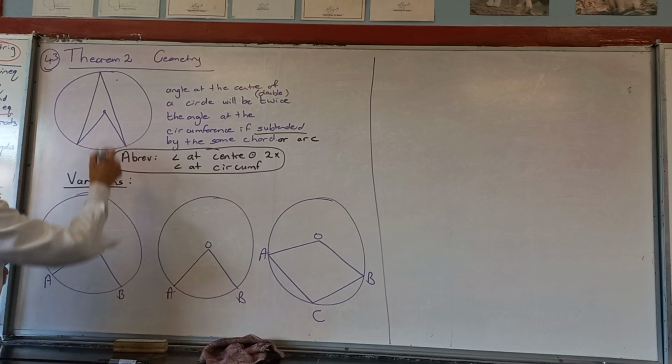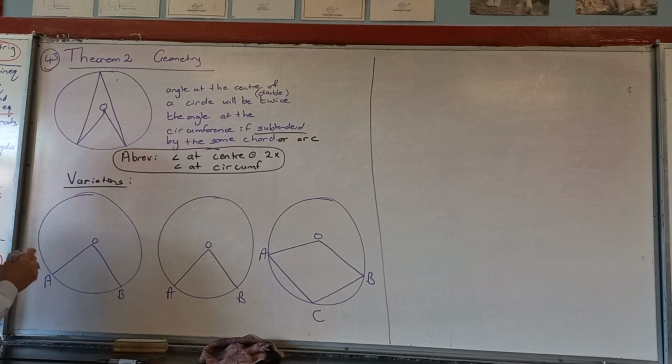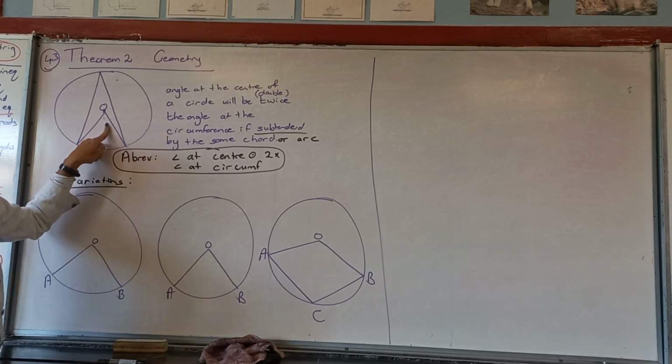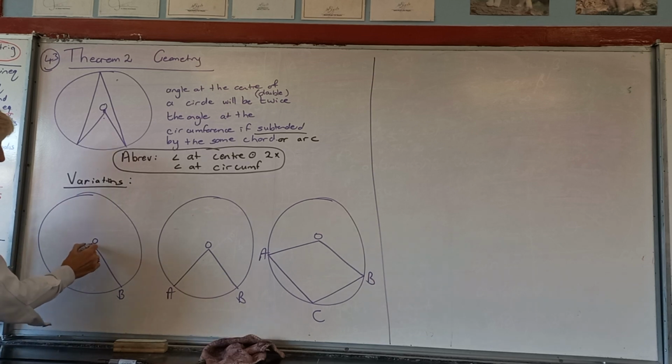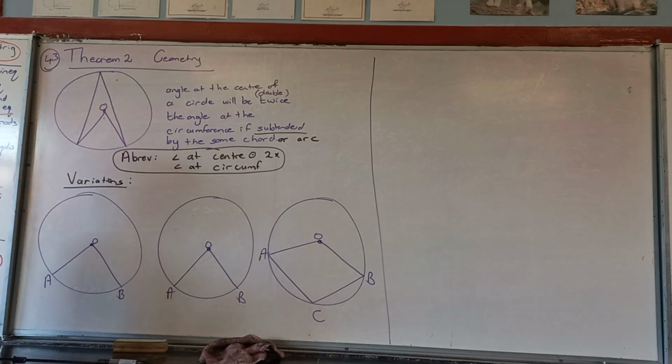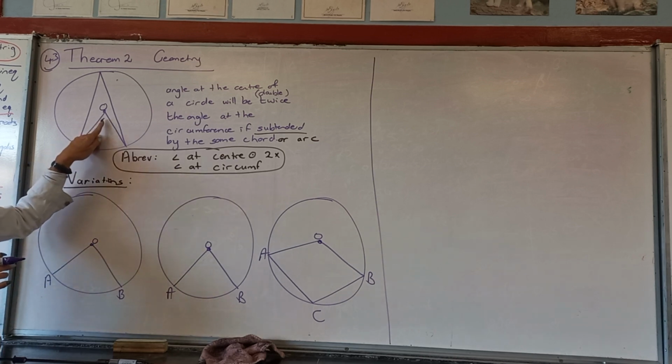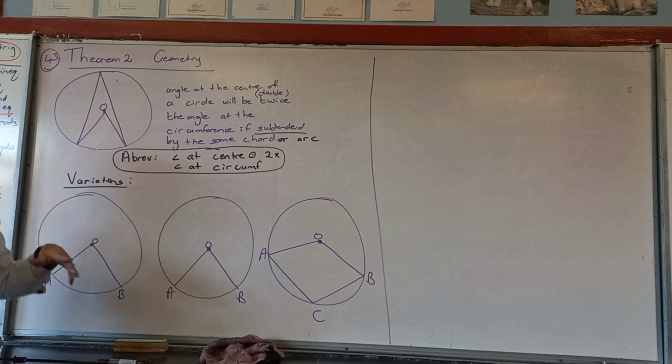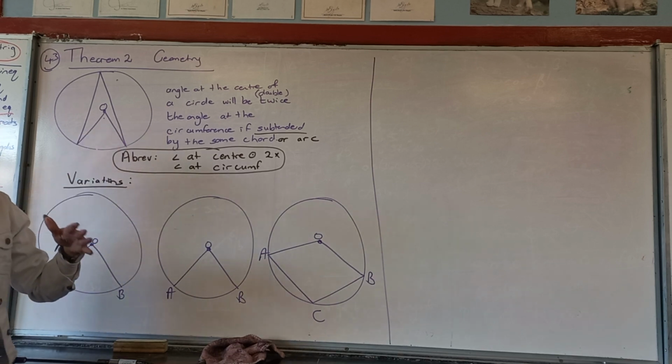So if I'm talking about angle O here, that's the angle at the center, so it has to be a center. So in all of these cases that I'm showing you all the variations of, it's got to be the center of the circle, otherwise this doesn't work. So if you've got an angle at the center, it will be double the angle at the circumference. Where's the circumference? On the side of the circle, right.